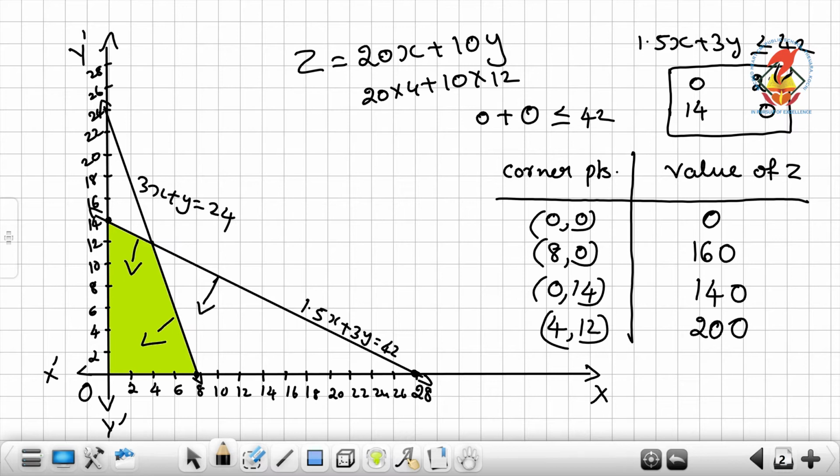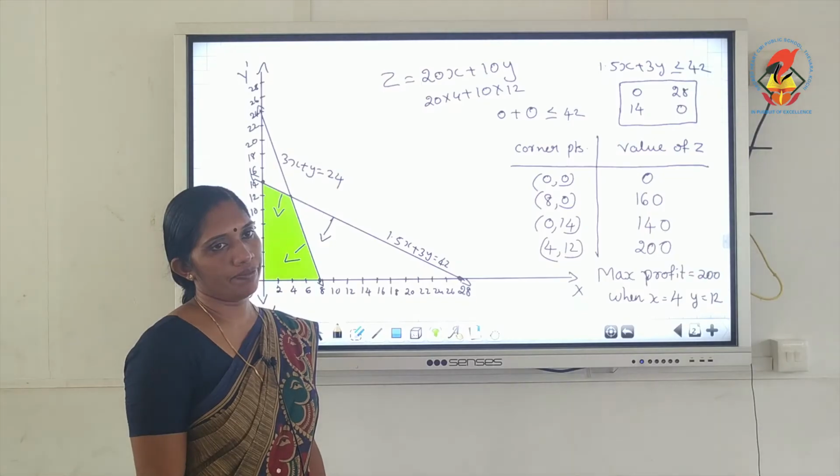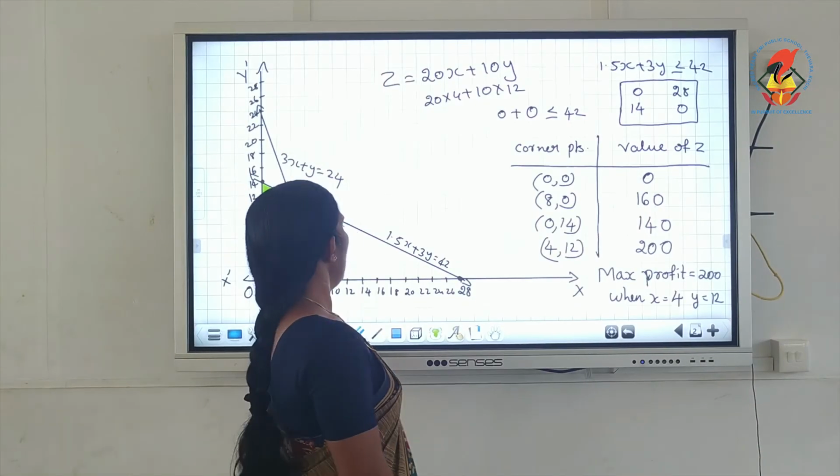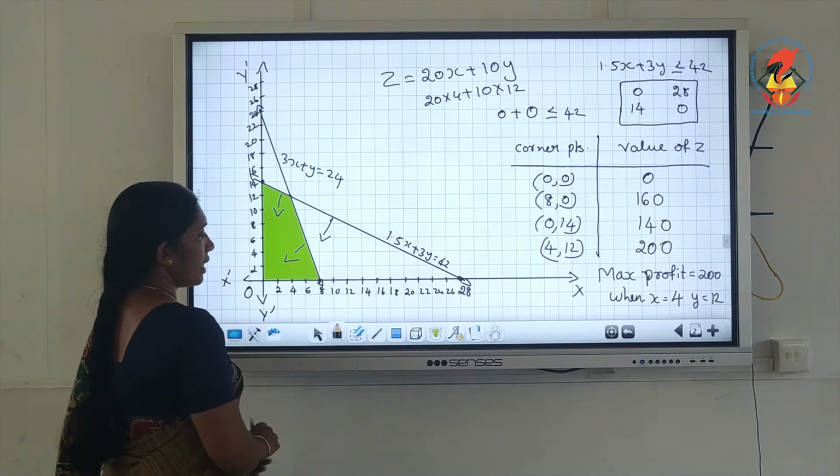So which is the maximum value of Z? Maximum profit. The maximum profit is equal to 200 when x is equal to 4 and y is 12, that is, the number of tennis rackets 4 and cricket bats 12. Then only we get the maximum profit. Okay. Now we can go to the next question.